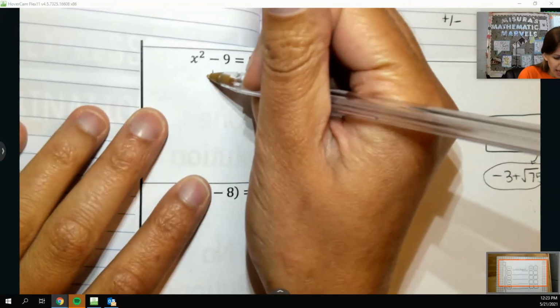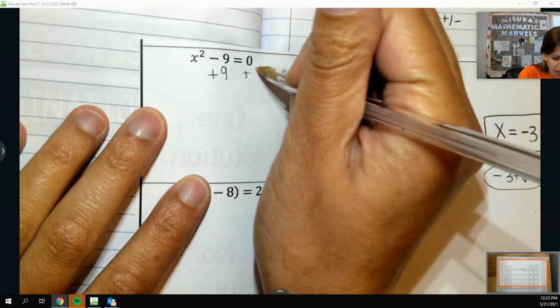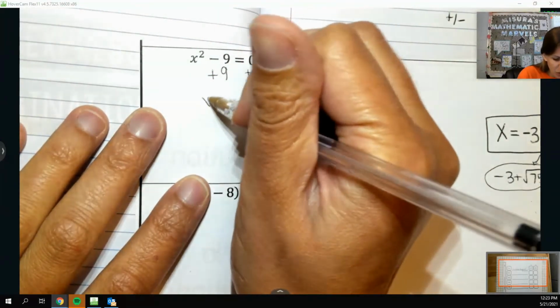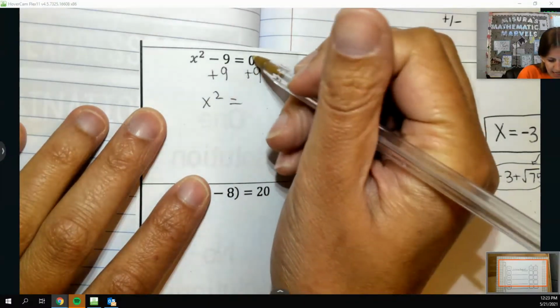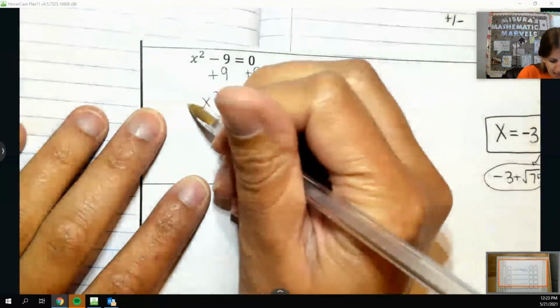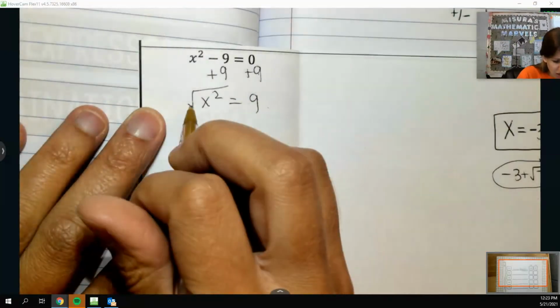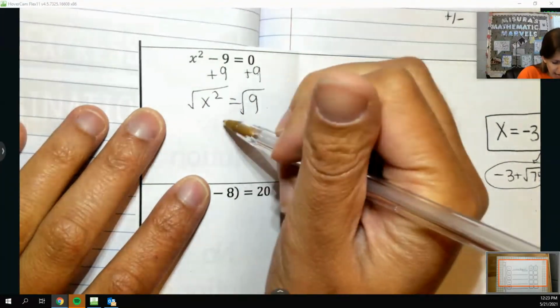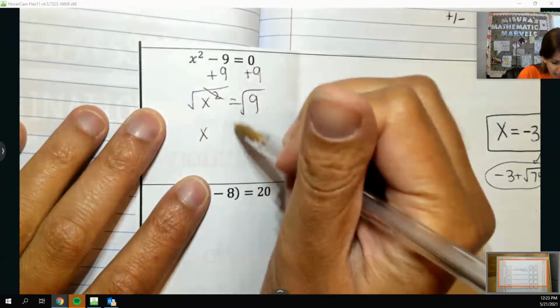And so I'm going to add the 9 away, because that's kind of like your k value. We're just trying to get x alone. And 0 plus 9 is 9. And then we square root it, because there is no a value. And I can take the square root of 9.